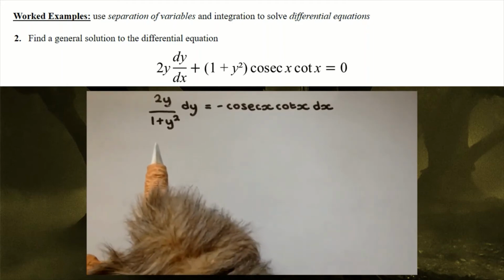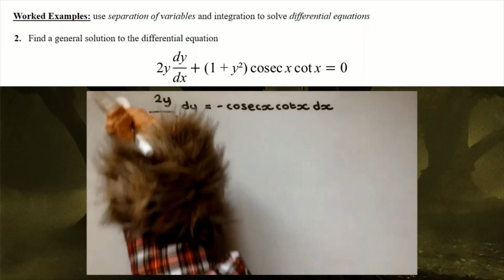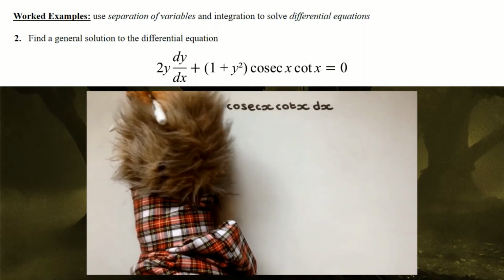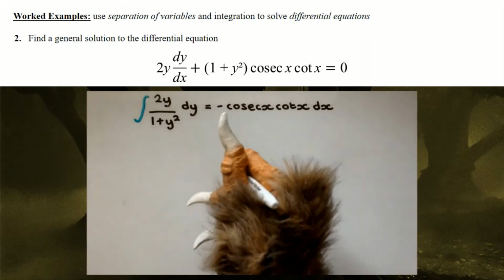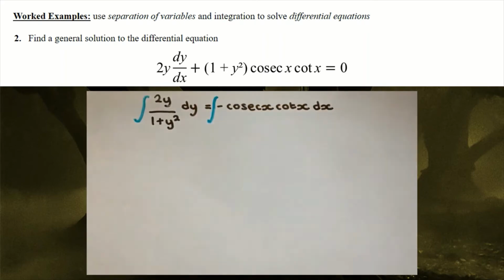Let's just have a look at what we've got here. Now let's focus on the left hand side first. We're going to have to integrate a fraction. So let's put the integration symbols at the front. So we're going to integrate 2y over 1 plus y squared. And then on the right hand side, we're going to be integrating negative cosec x cot x with respect to x. That's our task. So let's have a look at the left hand side first and see what we can do.